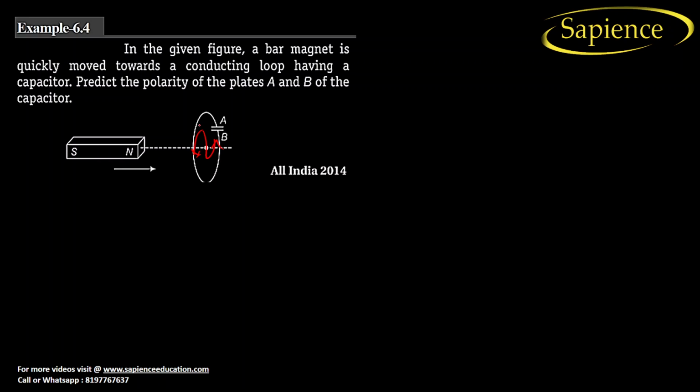So it will be anti-clockwise. So current will come from A and it will enter B. So A will act as a positive terminal and B will act as a negative terminal. So this is the way you can also solve this type of question. Okay.